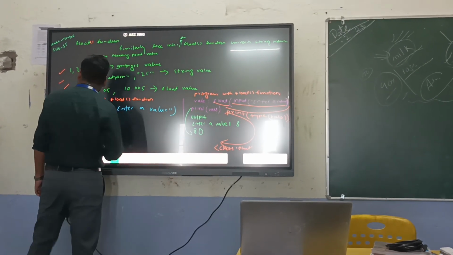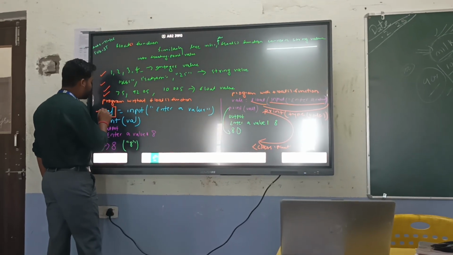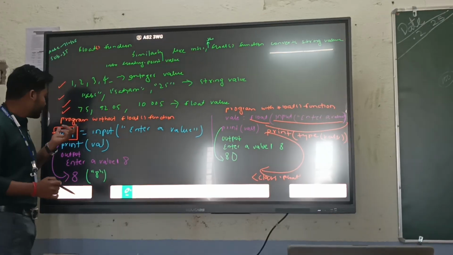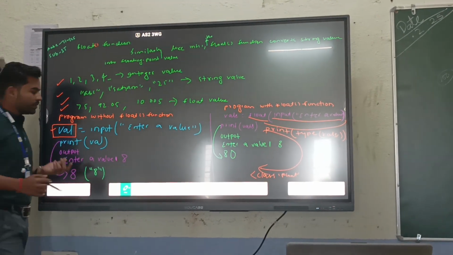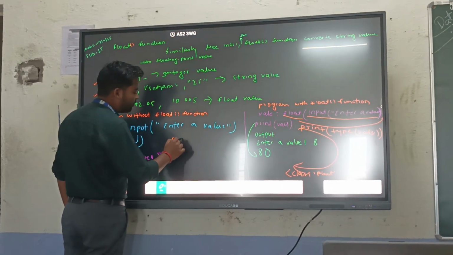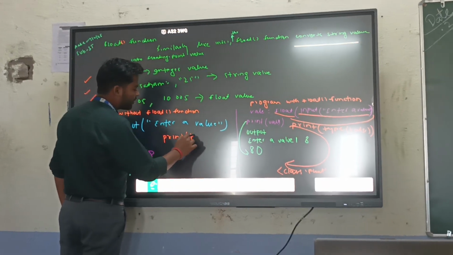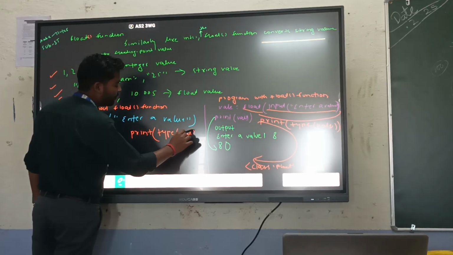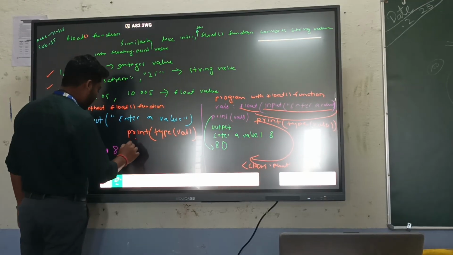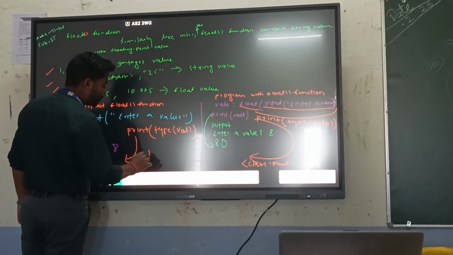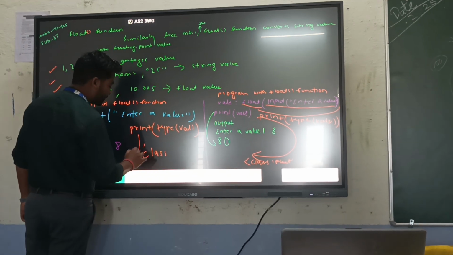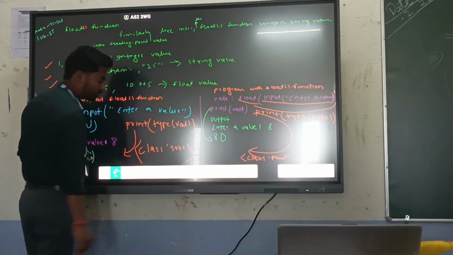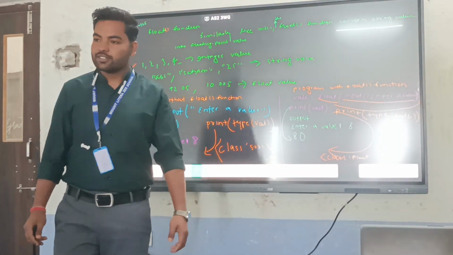Similarly, you can check the type of this variable, because whatever input we are taking from the user, we are storing in this variable. So write print, and inside that print function write type and pass the variable name whose type you want to check. What will be the output of this? The output will be like this: class str. Got it? Yes, sir.